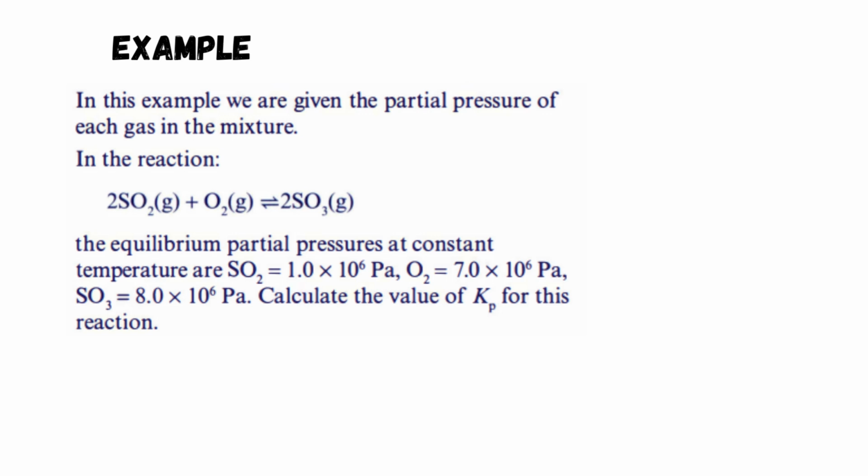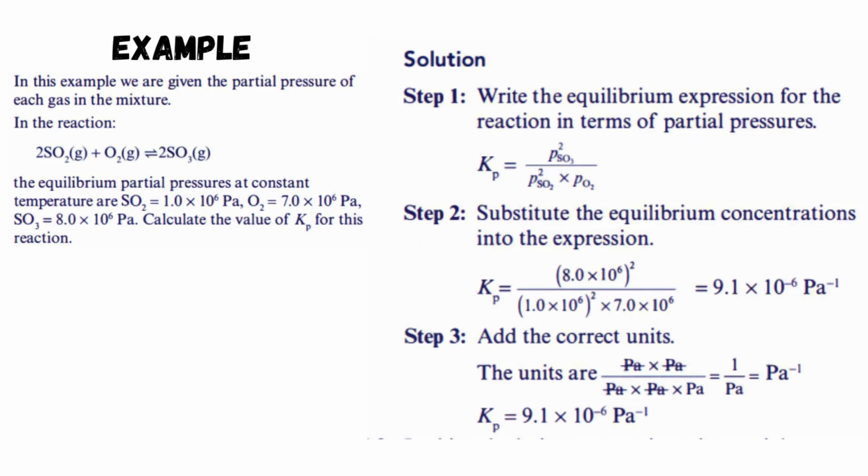The reaction 2SO2 plus O2 gives 2SO3. Equilibrium partial pressures at constant temperature: SO2 is 1 times 10 to the power 6 Pascal, O2 7 times 10 to the power 6 Pascal, SO3 8 times 10 to the power 6 Pascal. Calculate the value of Kp for this reaction. And the solution is given here.